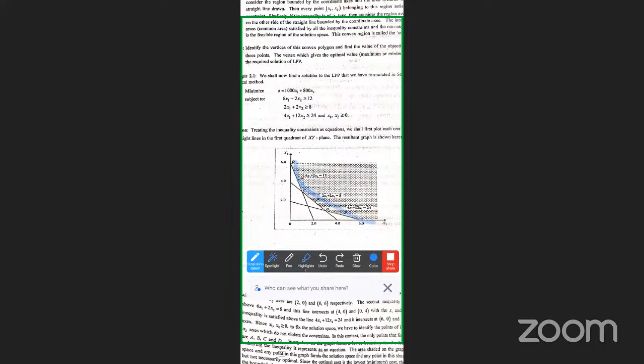The boundary area touches the x1 axis at point A, next B, next C, D. We can identify these 4 points. First, A point is (6, 0). The B point is (3, 1). Here this is 2, next point 3, and the middle of (0, 2) is 1. So this is (3, 1), the B point.